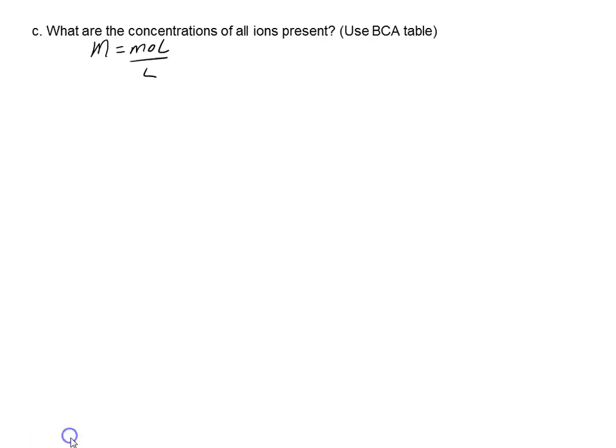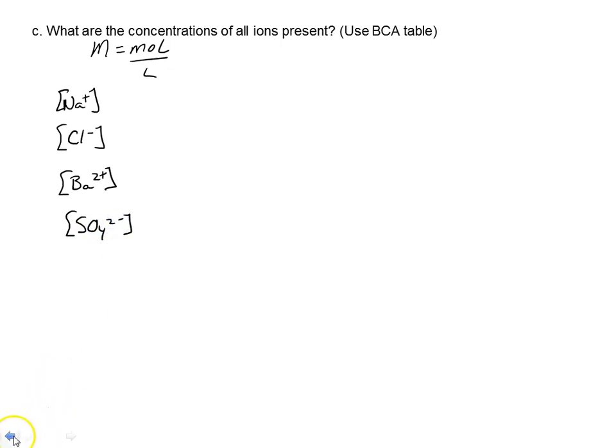Alright, so now the next part of the problem says, what are the concentrations of all the ions present? You've already kind of got this worked out. So what are my ions? I've got sodium ions. That was the spectator. So we kind of saw that already. Chlorine ions, spectator, but they're still there. They're still in the beaker. Barium ions, and sulfate ions.